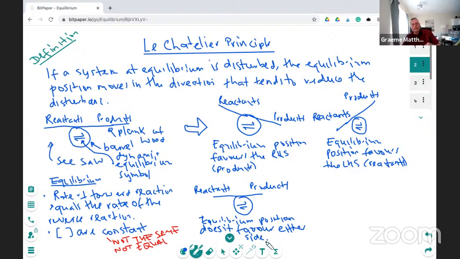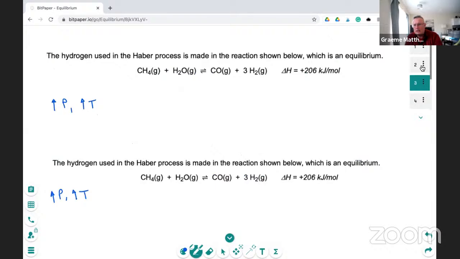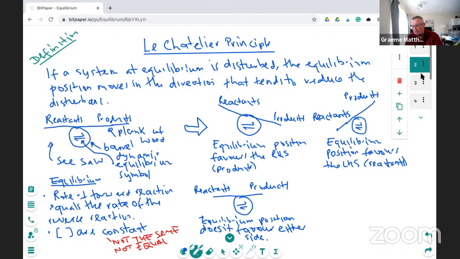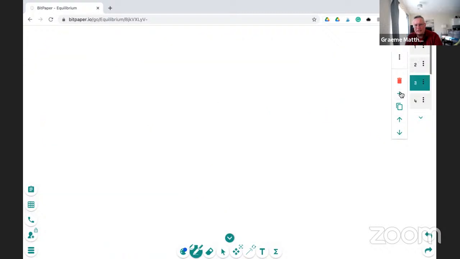So anyway, Le Chatelier's principle says that if I disturb the equilibrium, then the equilibrium position is going to either move to the product side or it's going to move to the reactant side in order to reduce the disturbance or remove the stress applied to the system. I've seen so many versions of it, okay? Now, here we are then. Let's have a look at a couple of examples that they'll probably give you. They tend to stick to kind of the same ones.